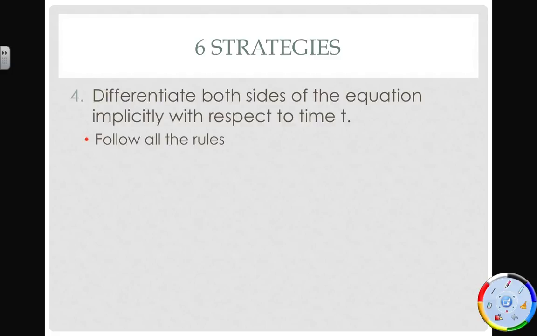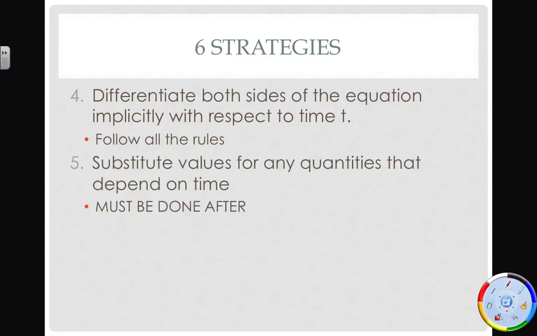Number 4, you're going to want to differentiate both sides just like we did with that first example. And remember, you have to do it implicitly with respect to time. So all of your variables have to be differentiated with respect to time. Remember to follow all of your rules, your chain rules, product rules, quotient rules, all that sort of fun stuff. And then you're going to substitute any values that you know after you've taken the derivative.